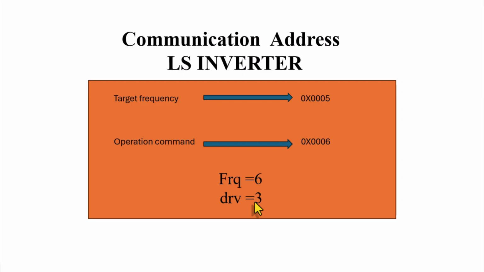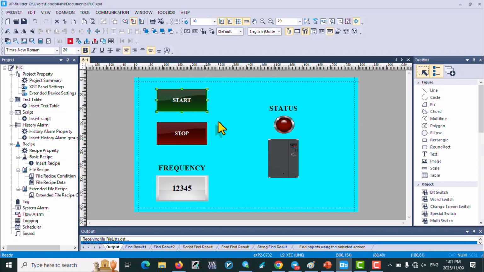First, I open the XP Builder software. I want to have a start button, whether for forward or reverse doesn't matter, a stop button, a numeric input to set the frequency, and here I want to see the inverter status. First, from the toolbox, I bring in a bit switch.